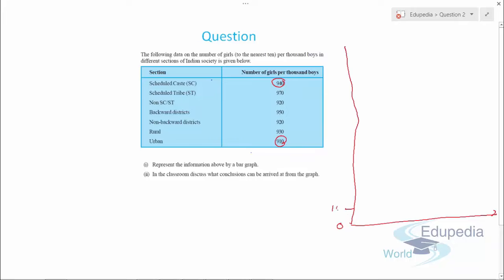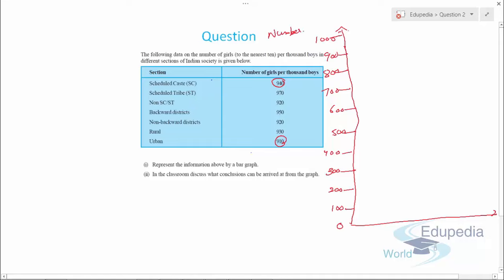So let's say this is 100, this is 200, this is 300, this is 400, this is 500, this is 600, this is 700, this is 800, 900, and we have 1000, right? So over here we can write number of girls per 1000 boys, right? And over here it will come section, right?